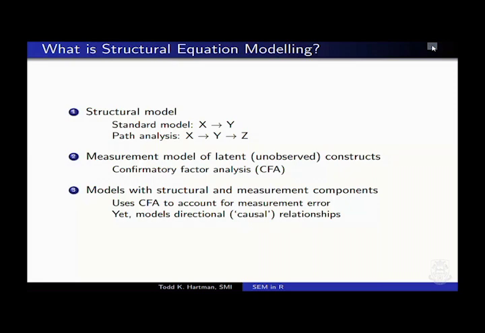So it's a pretty flexible technique in that it can allow you to test these very nuanced, interesting theories, which many of us want to do. And oftentimes, standard regression techniques can be limiting in that they don't allow you to do that.